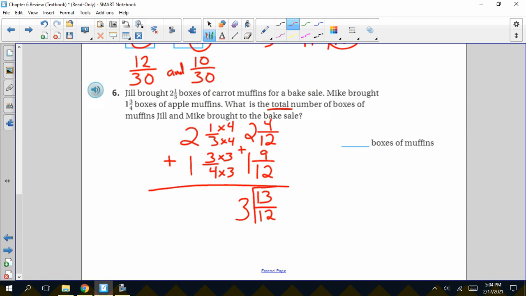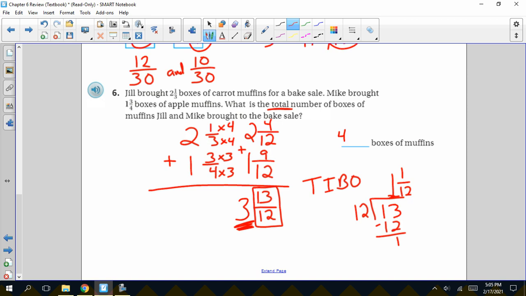Because 13 twelfths is an improper fraction because the top is bigger than the bottom, we have to divide this. We have to use TIBO, where we put the top number inside and the bottom number outside. 12 goes into 13 once, then we subtract. We put the 1 on top from our remainder, and 12 goes on the bottom. Don't forget to add the 3 to the 1 here, and our answer is 4 and 1/12.